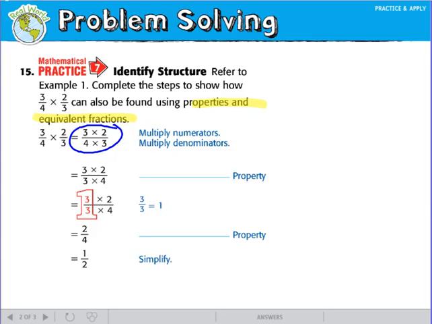Remember we talked about the commutative property of multiplication, which means that 3 times 2 equals 2 times 3. Either way, it's 6, right? So what they're saying is you can flip-flop your numerators, which they did here. So that's your commutative property, okay?